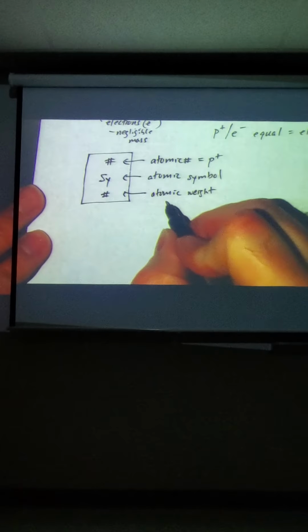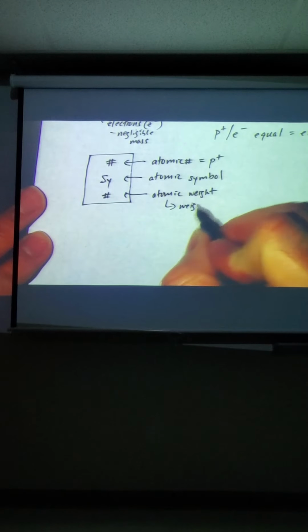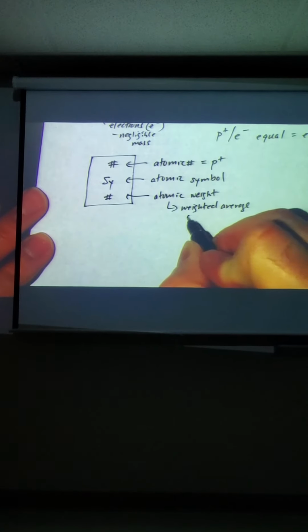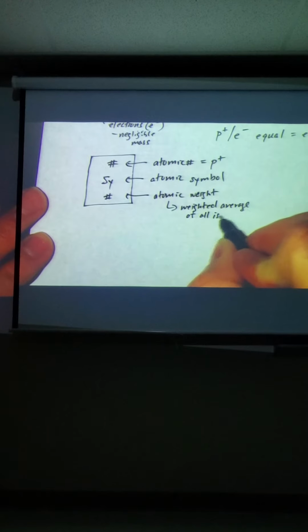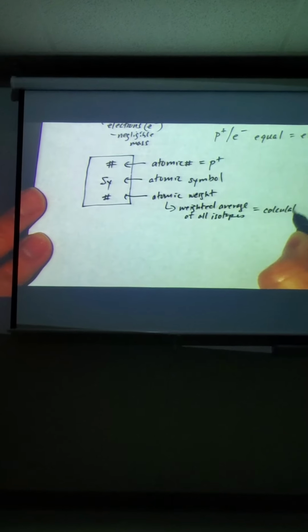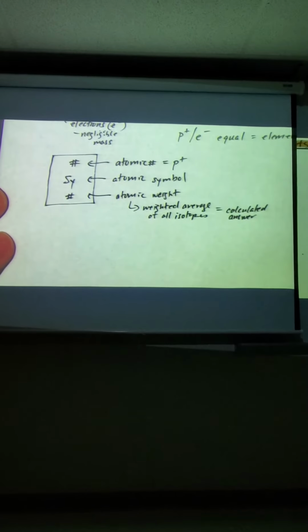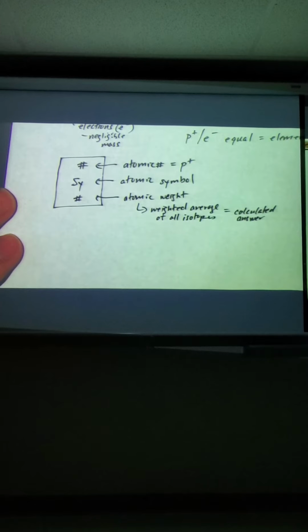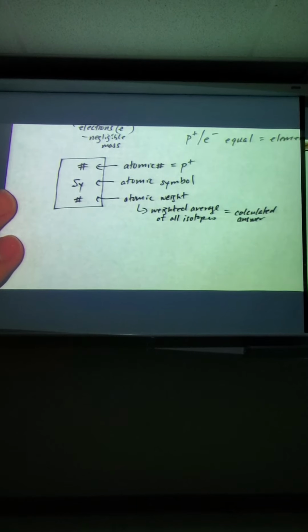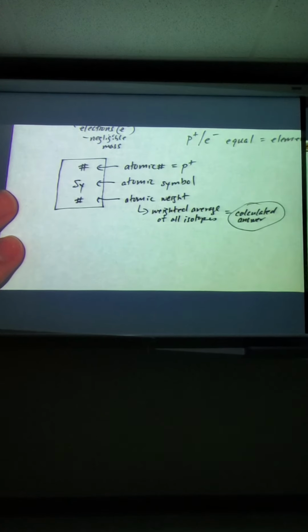The atomic weight is a weighted average of all isotopes. So it is a calculated answer. So there is no easy way to get that number without a calculator, multiplying by the percentage of the isotope and its mass. So that number is difficult to get. What we most certainly don't want students to think is this is a calculated answer here.